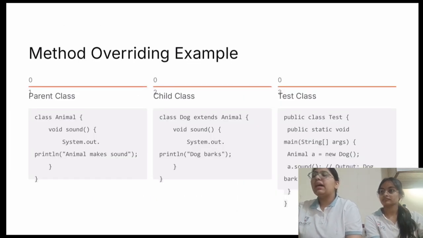Method overriding example. We have a parent class Animal and it has a method sound. Then we have a child class which extends Animal, named Dog. It has a method sound again. And we have a main class which is the Test class.